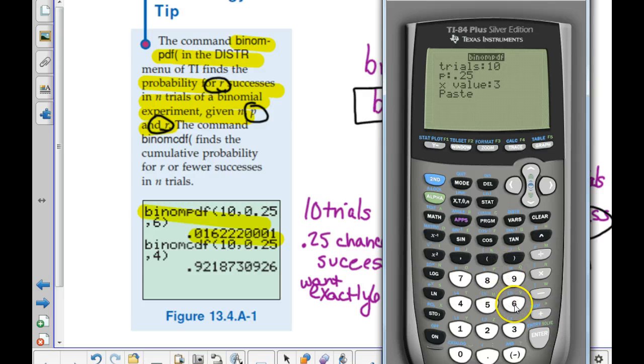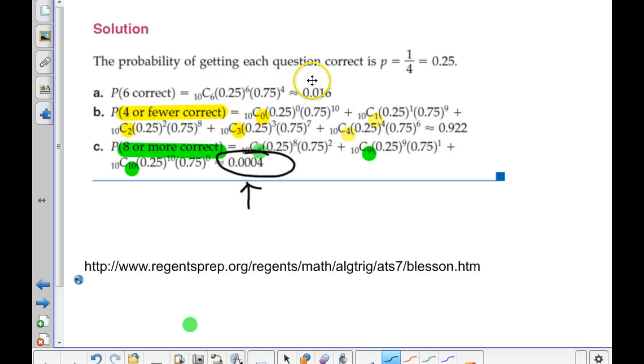So didn't we do 6? Exactly 6 was one of them. So then I hit enter a couple times. And it comes out 0.016, which if I go back to this slide, right here, 0.016. Everybody okay or not? All right.